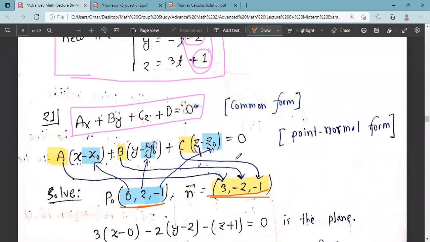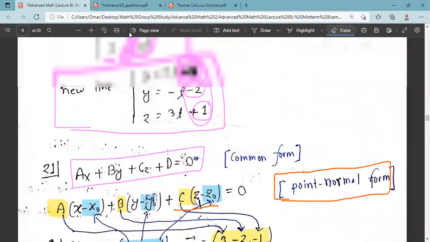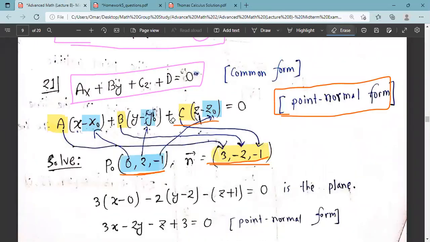So here is the important formula, the point normal formula. The point normal formula is a into x minus x naught, plus b into y minus y naught, plus c into z minus z naught. This formula is very important to solve the next questions of this part. You have to remember this formula: a into x minus x naught, plus b into y minus y naught, plus c into z minus z naught.